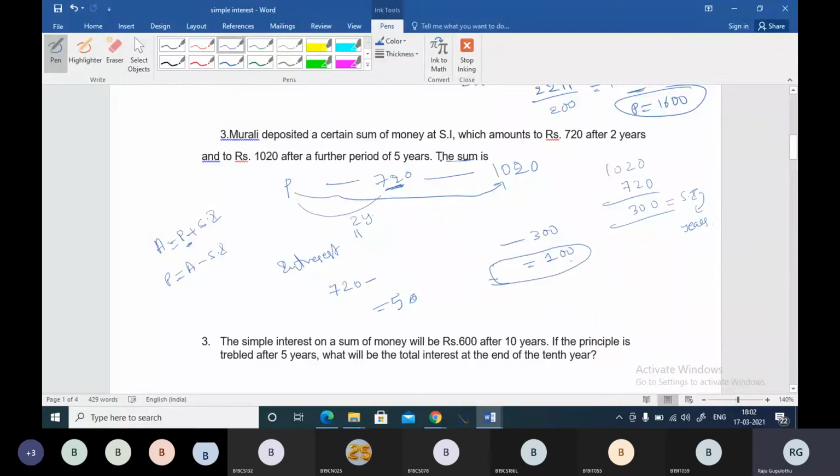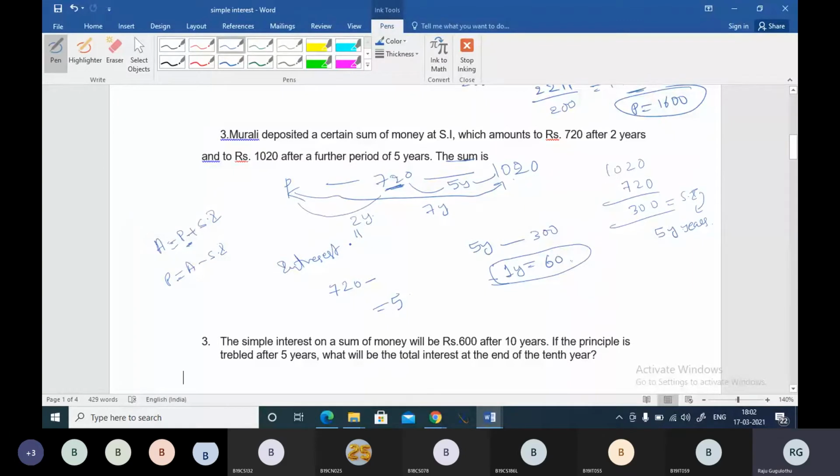So from here to here, 5 years time is there. From here to here, a total of 7 years time is there. For P to become 1020, it is taking 7 years. So the difference between 720 and 1020 is 300. That is the simple interest for 5 years. So 5 years simple interest is 300, and 1 year simple interest will be 60 rupees.